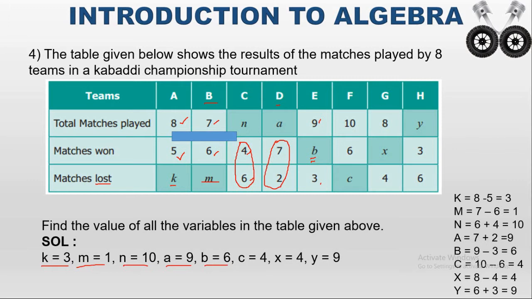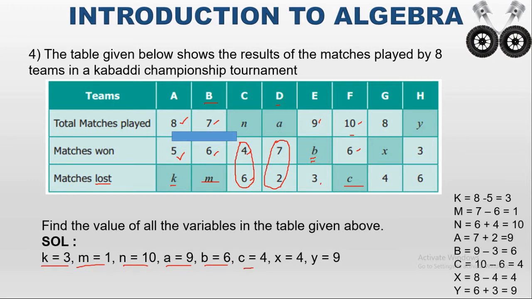Then for team F, they gave the total matches played, that is 10, and matches won is 6. So we have to find the matches lost. What we have to do? We have to subtract 10 minus 6. So 10 minus 6 is 4. So C value is 4.